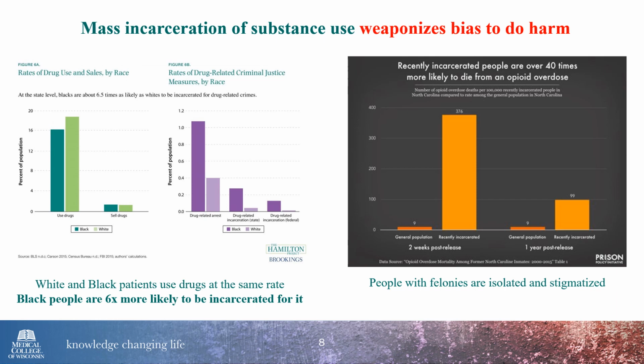There is a 40 times increased risk of dying from an overdose when you're recently out of the criminal justice system, when you're recently released from jail or prison.